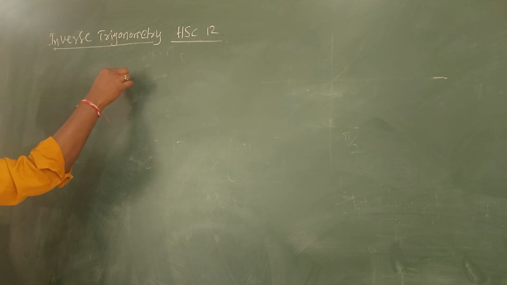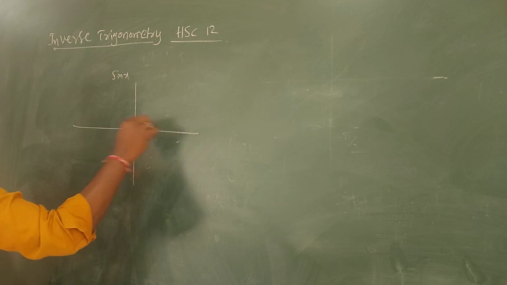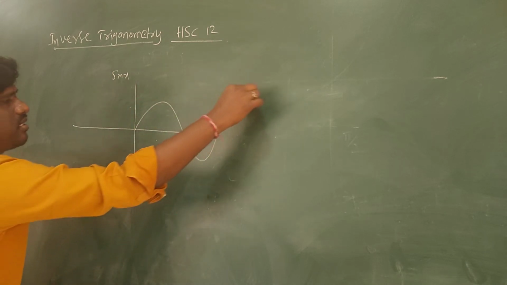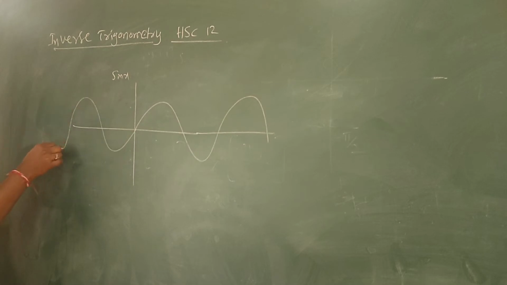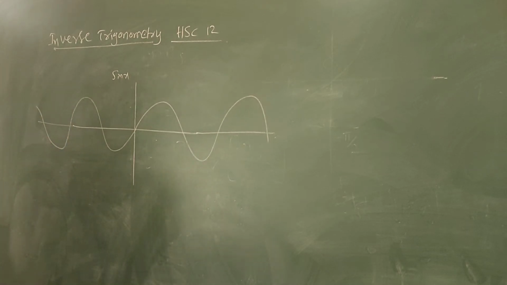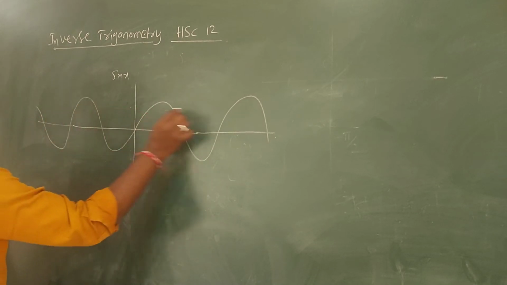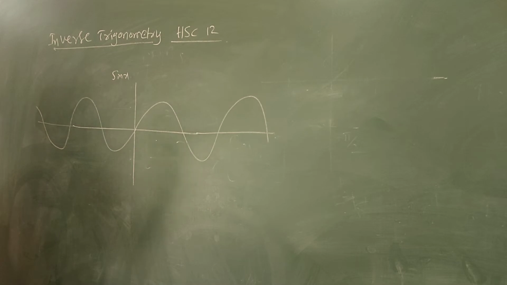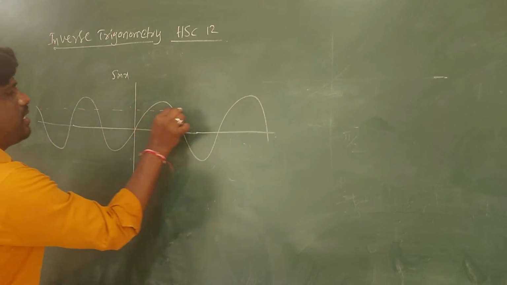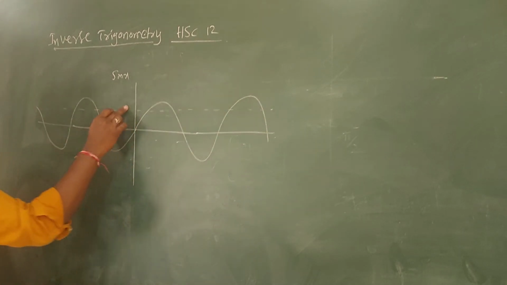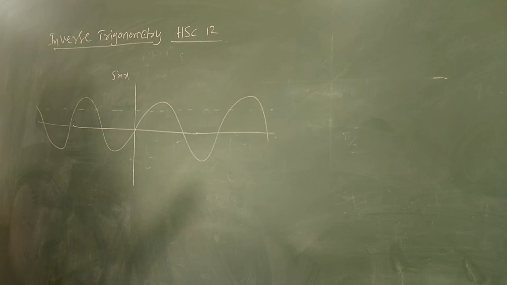You know the sin x graph. The sin x graph will be like this. This is the graph of sin x. You know a function is said to be invertible if it is 1-1 and onto. When can we say a function is 1-1? If you draw a line parallel to the x-axis which cuts only one point on the graph, then it is called an invertible function. So if I draw this one, it intersects at more than one point, so it is not a 1-1 function.